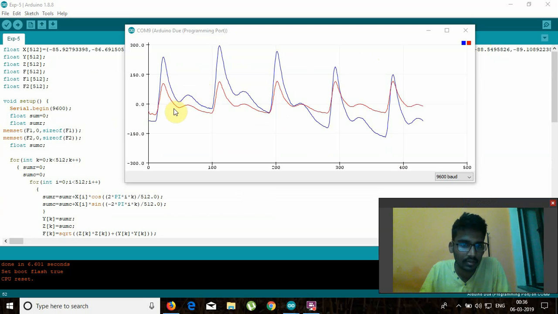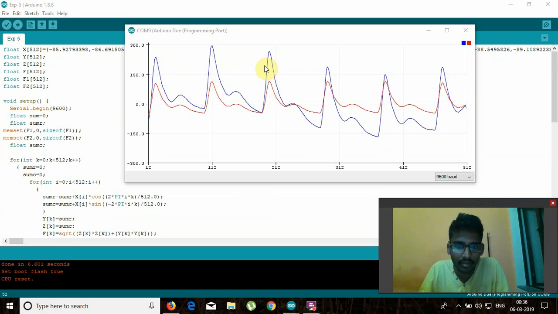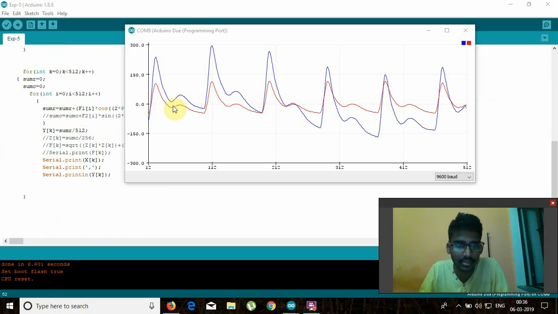These are the plots of the input and the input calculated using inverse DFT. As you can see, the shape is almost similar, but the magnitude is a little different because of the scaling factors. We can adjust that, and then we can get the desired output much more accurately.